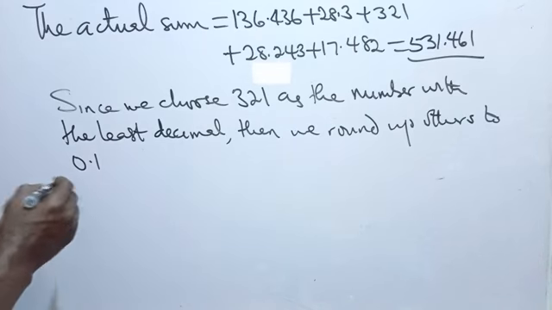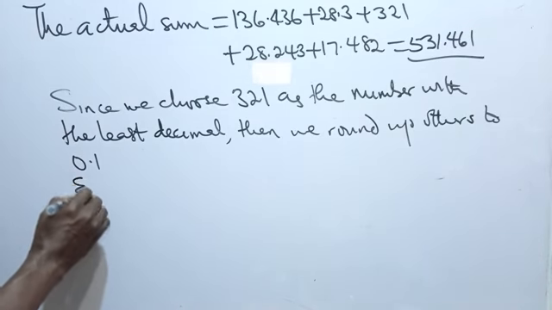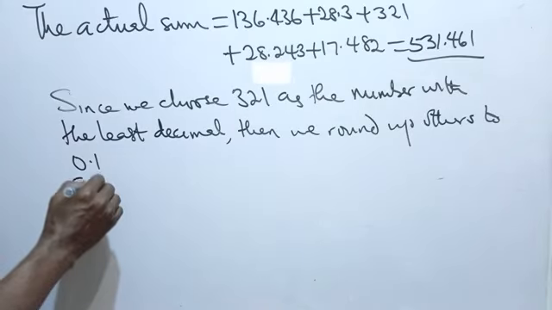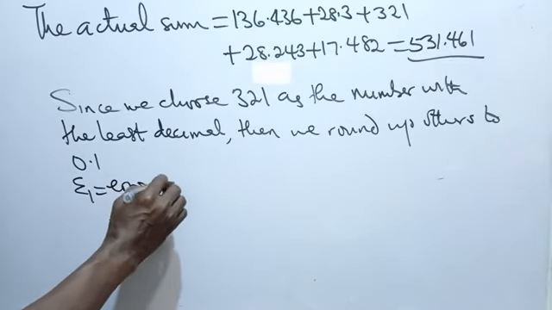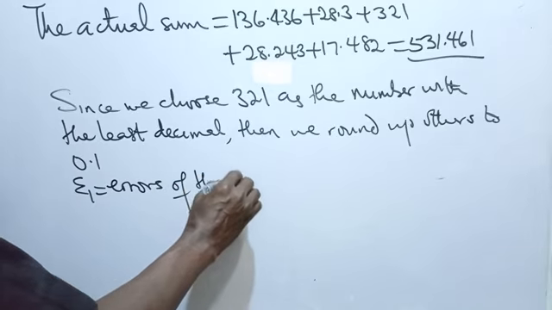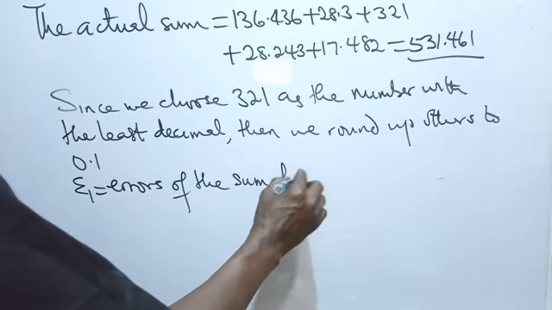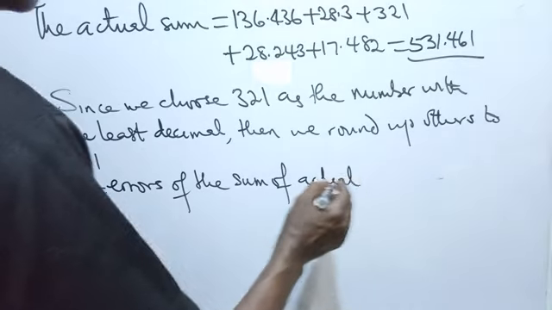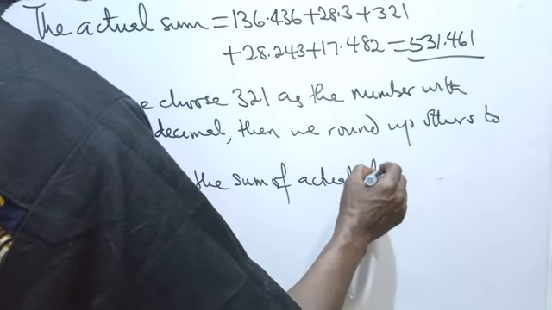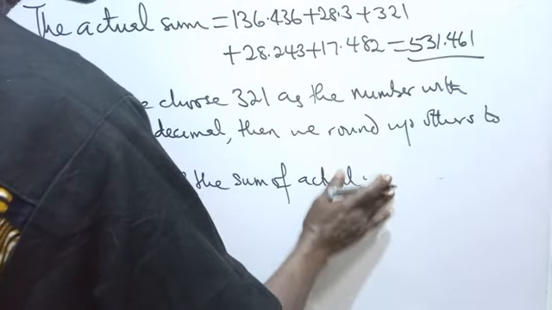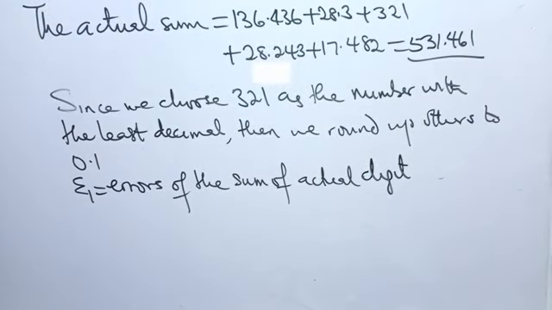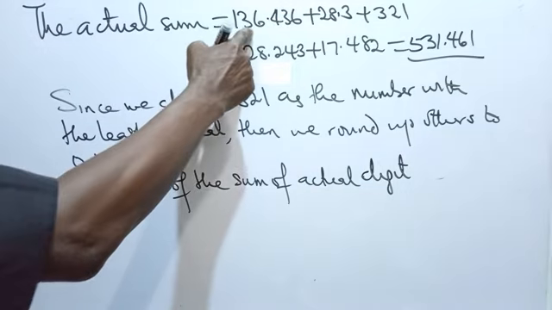Let's use the first error. Let's call it E1, which is the sum of the errors of the actual data. So the actual data, or value, or we can say digits. Now here, let's pick the first one.